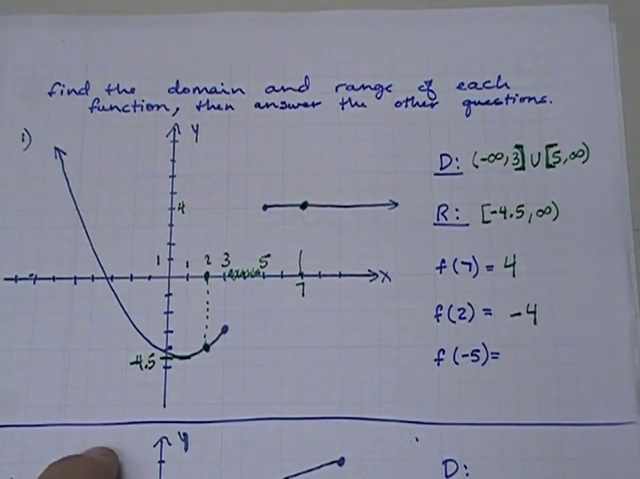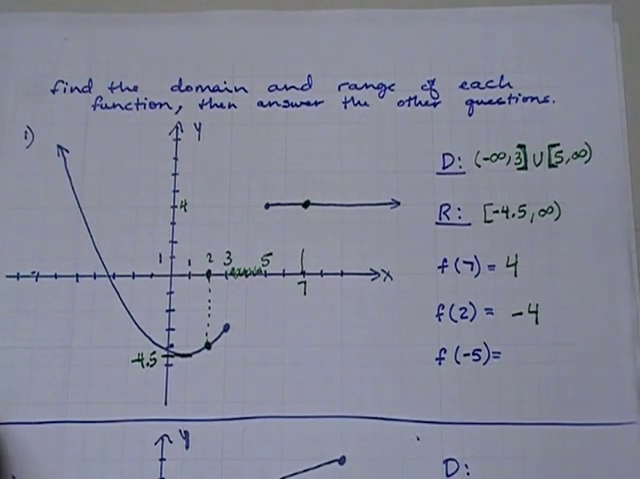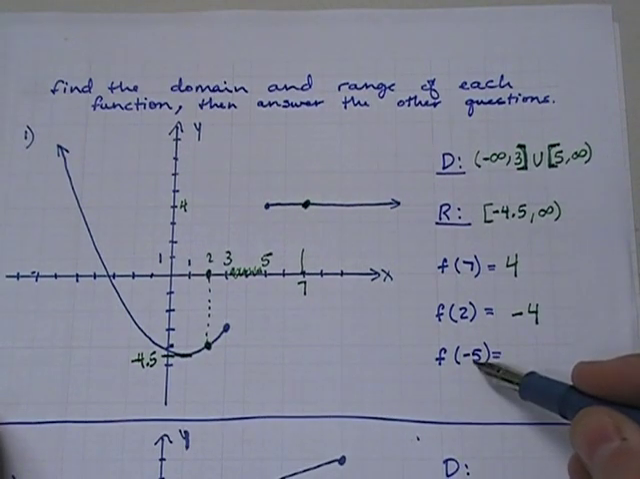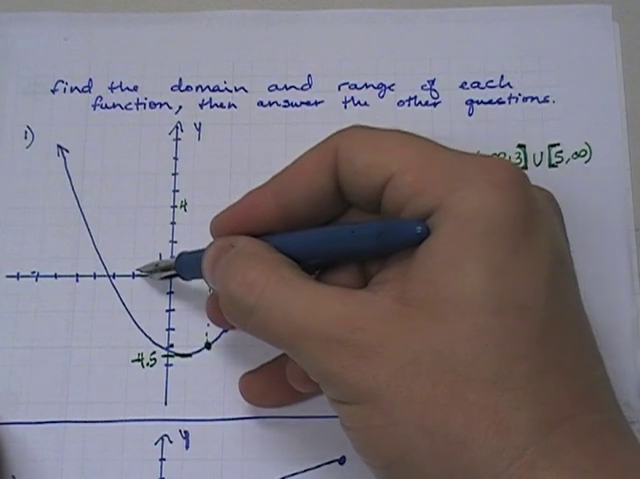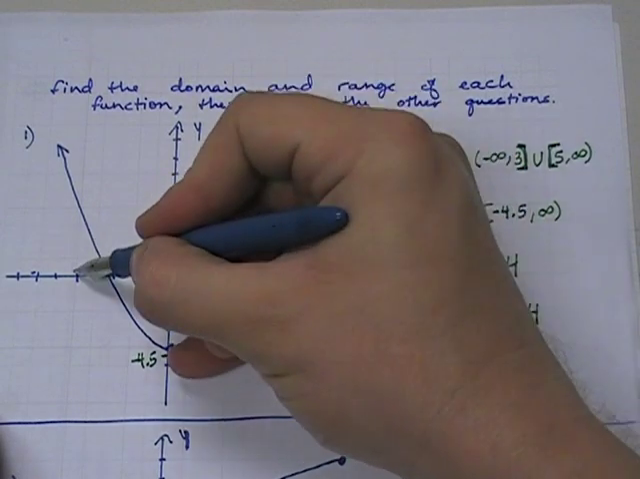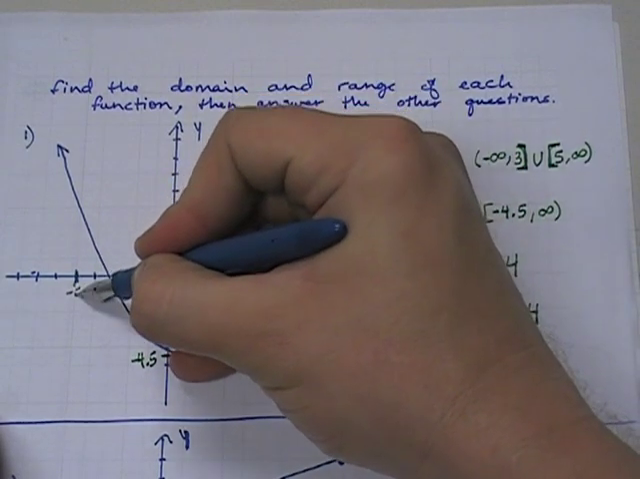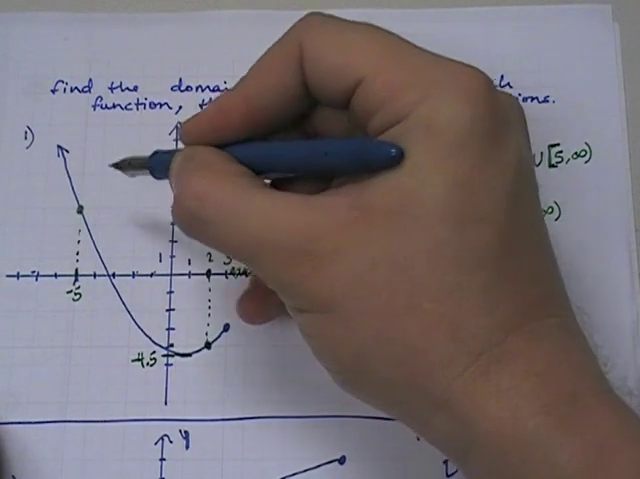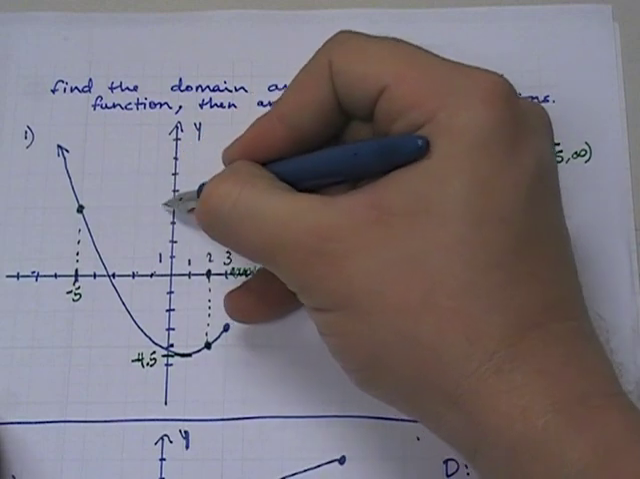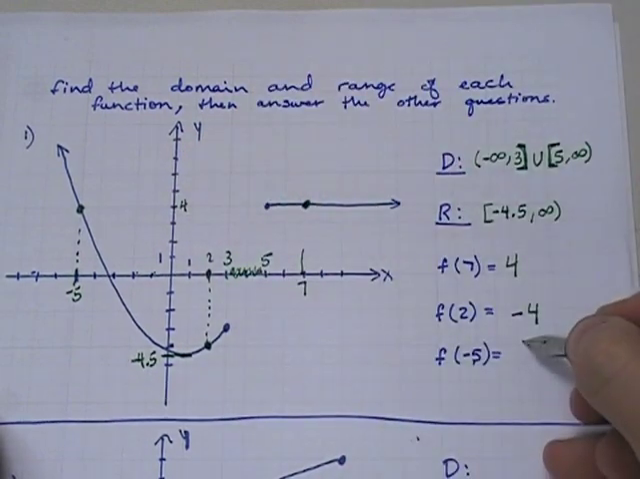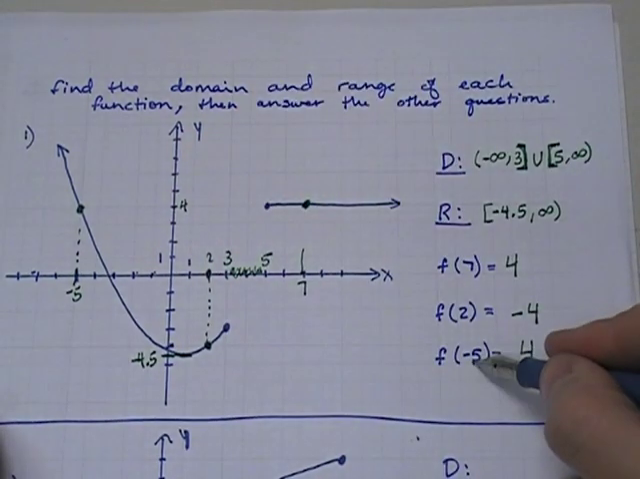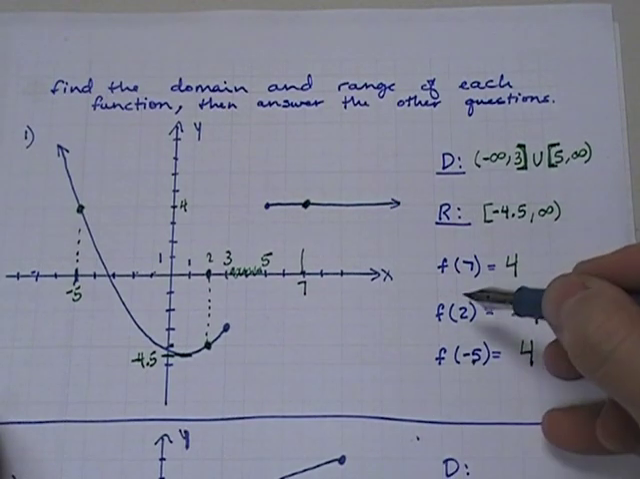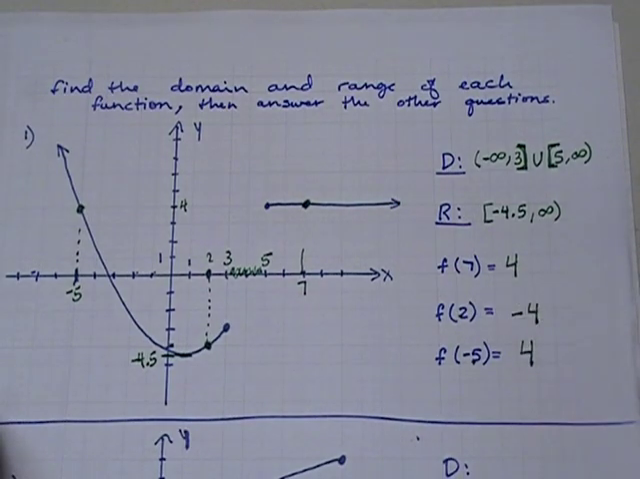And f of negative 5. So I'm going to go to negative 5 on the x-axis. 1, 2, 3, 4, 5. There's negative 5. And I look, and where does this intersect my line? It just so happens to intersect my line at y equals 4. So if x equals this, y equals this. If x equals this, y equals that. Every time.